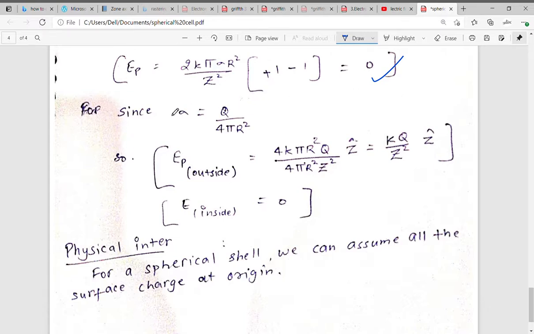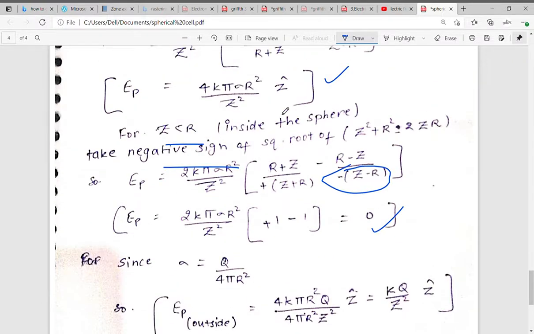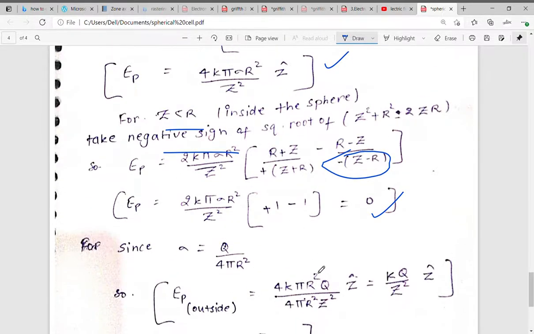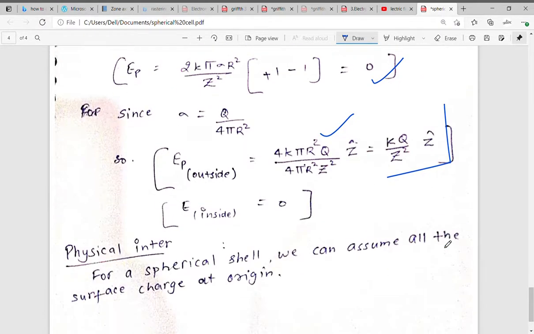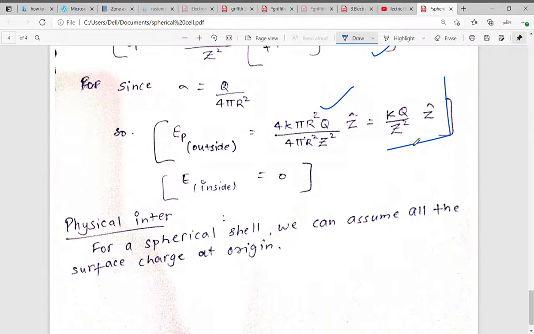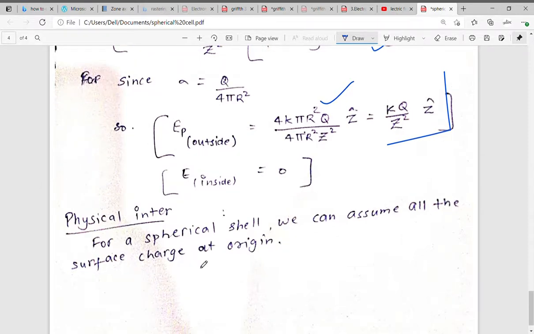And since sigma equals total charge upon area of the spherical shell, which is 4 pi r square, r is the radius, the expression E_P becomes kq upon z square z cap, which is basically the electric field due to a point charge q at a distance z. So we can say that for the spherical shell, we can assume all the surface charge at the origin.